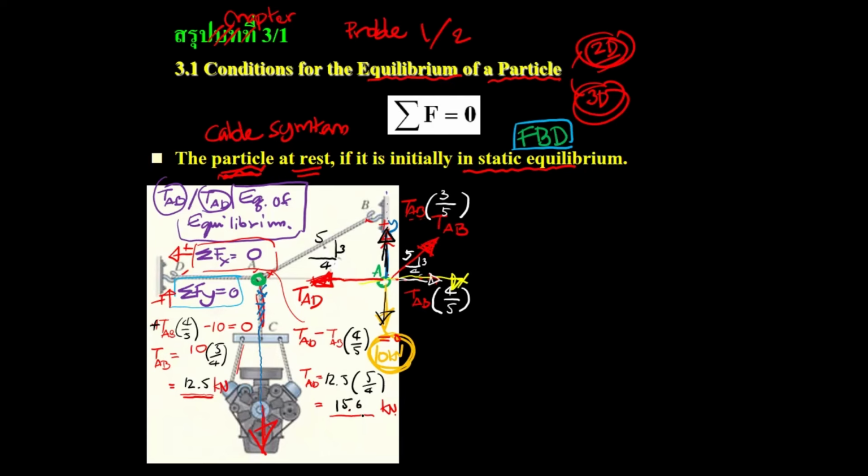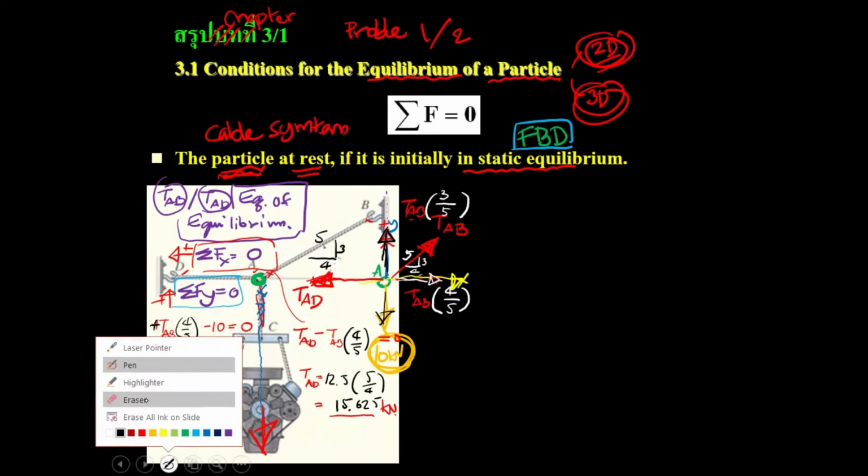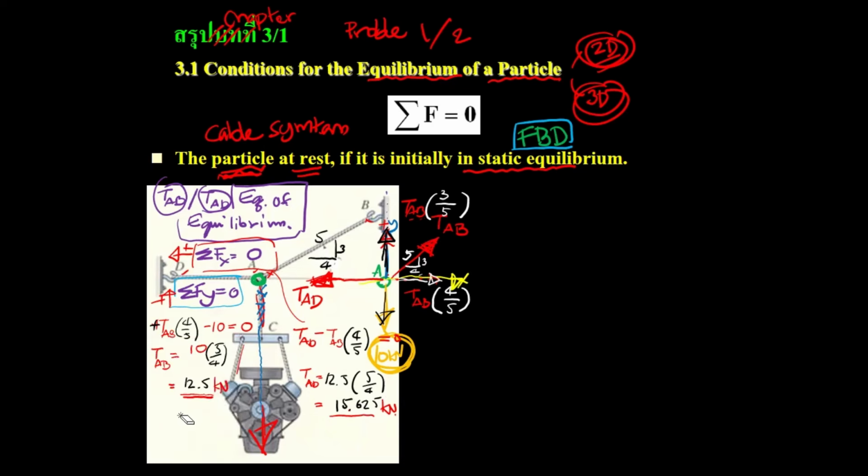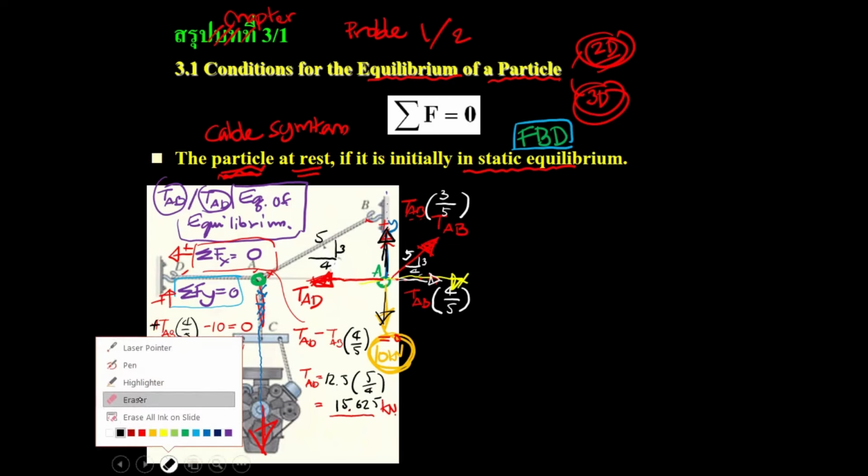What did you get? 15.625. Okay, you have 6.25 kilonewton. That's what we should have. T sub AB, I do something wrong. Did we do something correct? Which one is wrong?